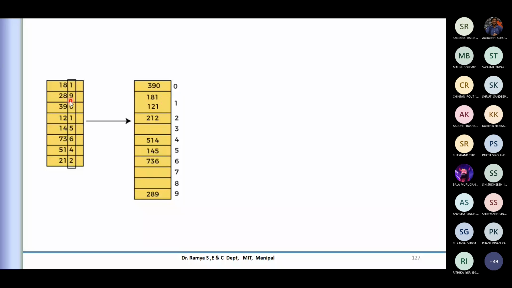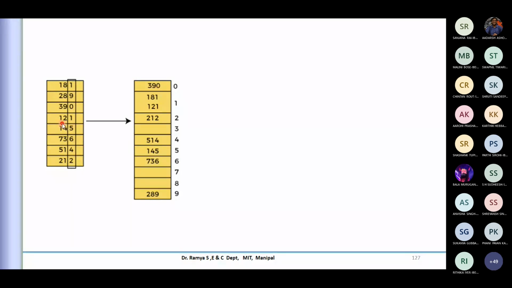So 89 will go to the ninth bucket because it contains the last digit 9. Then 390: 0 is the last digit we are comparing here, so it will go to the zeroth bucket.